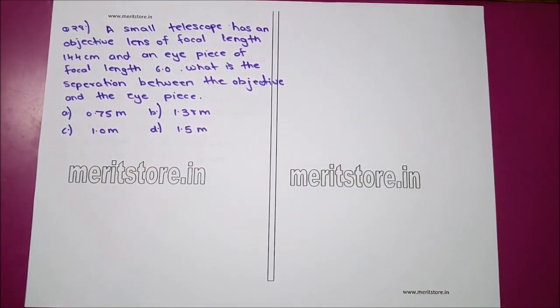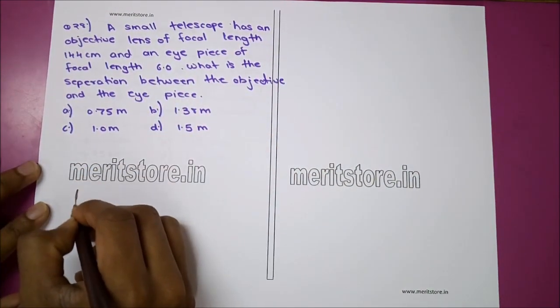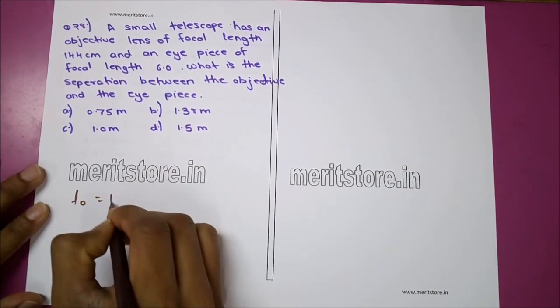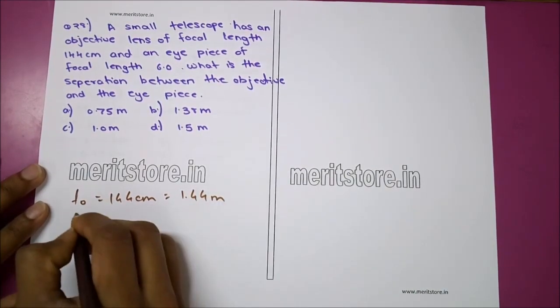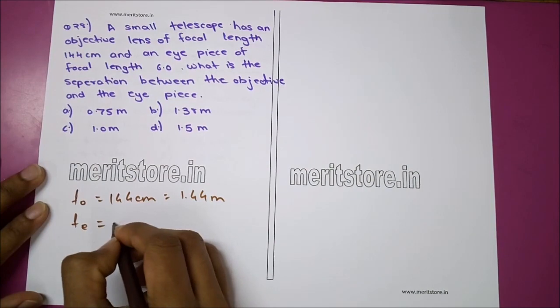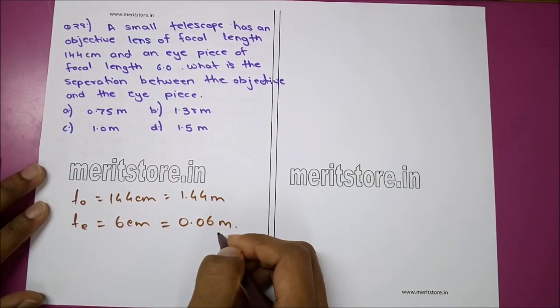A small telescope has an objective lens of focal length 144 centimeter and an eyepiece of focal length 6 centimeter. What is the separation between the objective and the eyepiece? The options given are 0.75 meter, 1.38 meters, 1 meter and 1.5 meter. Now the objective lens focal length is given as 144 centimeter, which can be written as 1.44 meters, whereas the eyepiece focal length is given as 6 centimeter, which can be written as 0.06 meters.